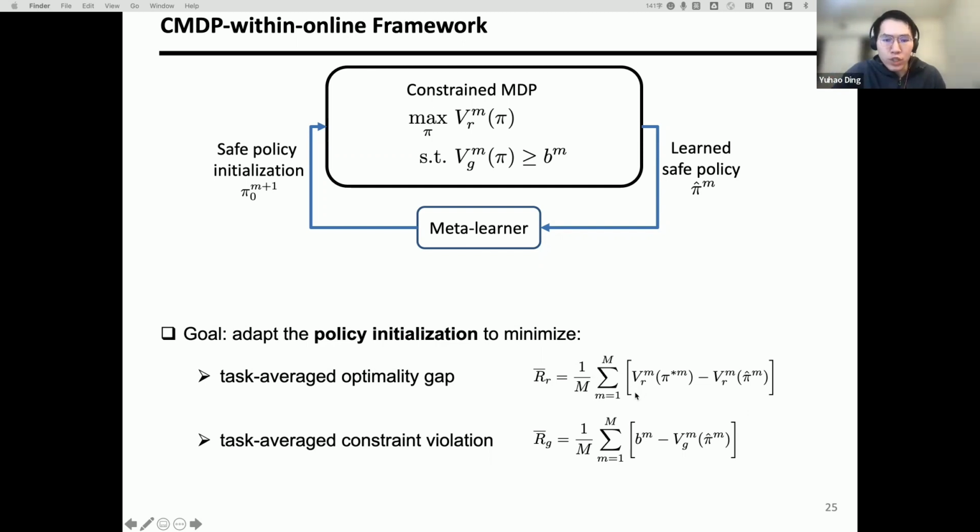And for each task, we measure the difference between the value of the optimal policy and the value of the learned policy. And the constraint violation is measured similarly by comparing the difference between the benchmark and the value function corresponding to the cost for the given learned policy. And the expectation is that this performance measurement should improve as we solve more and more similar tasks, because we can learn from the similar prior experience for the future task.